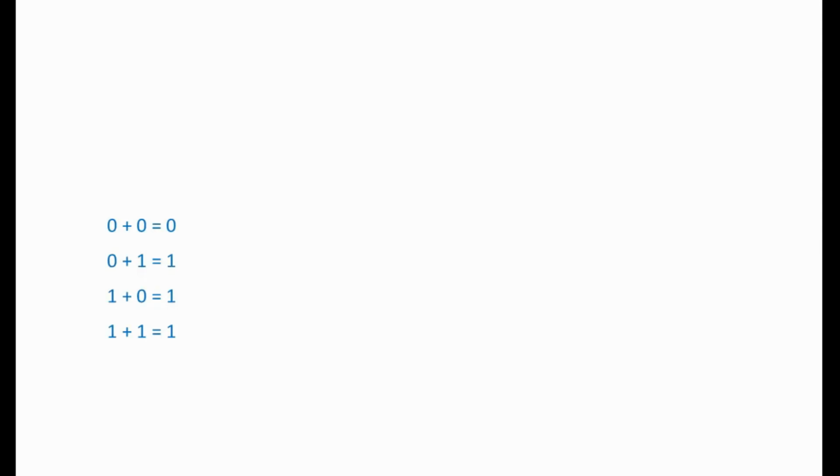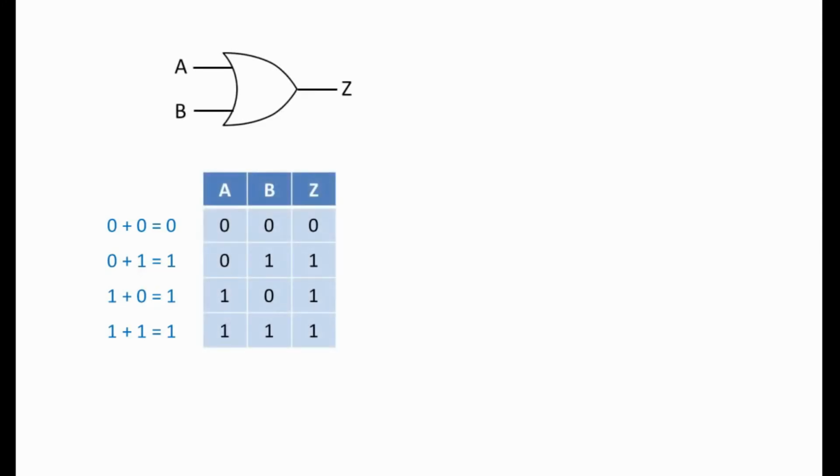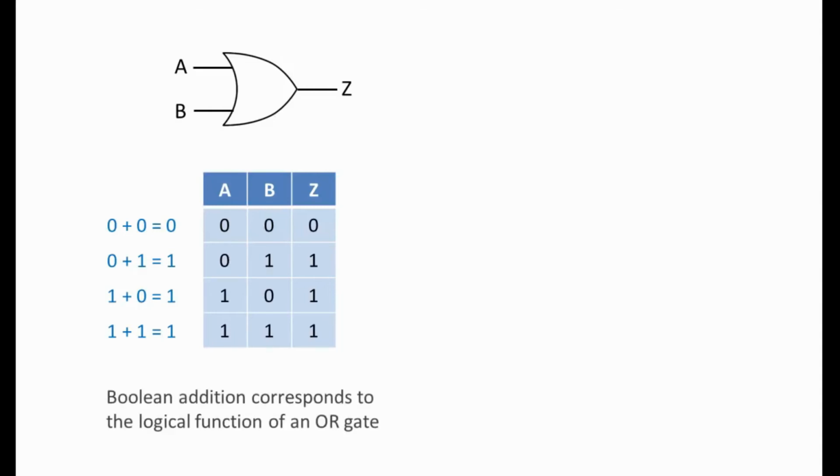In fact, logically speaking, 1 plus 1 plus 1 plus 1 plus 1 equals 1. Look at the similarity between these addition sums and the truth table for an OR gate. We say that Boolean addition corresponds to the logical function of an OR gate.